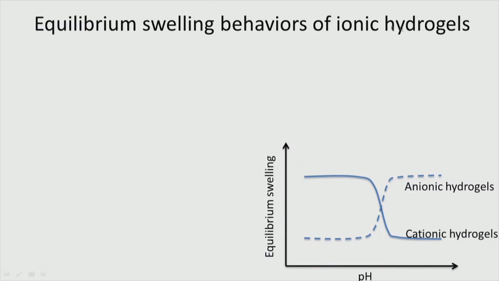So, equilibrium swelling behavior of ionic hydrogels. We have these ionic hydrogels. Okay. What happens if you take a cationic hydrogel? As the pH is increased, equilibrium swelling is very high at low pH because they are cationic at acidic pH, and it comes down dramatically when it goes to basic. Whereas anionic hydrogels have very low equilibrium swelling, and as it becomes basic they start swelling, as shown here. Okay. These are the cationic hydrogels and these are the anionic hydrogels.